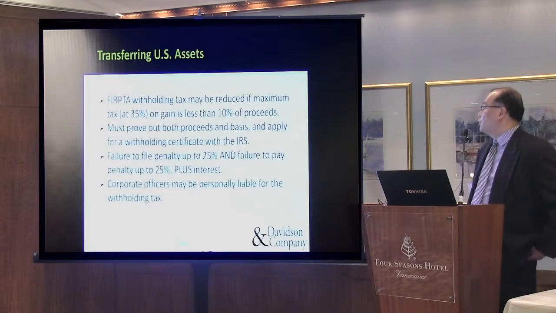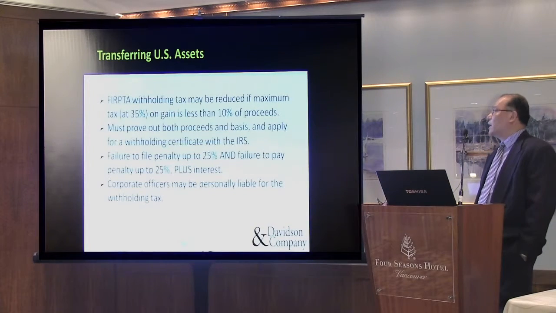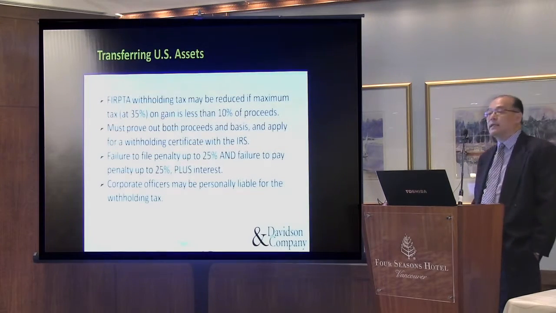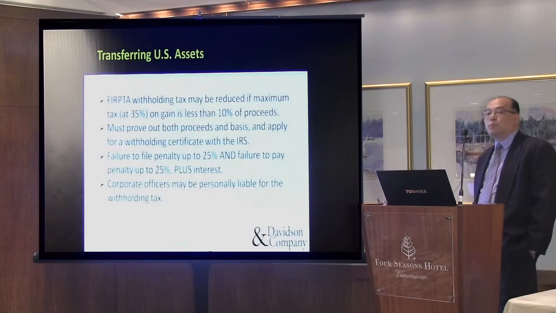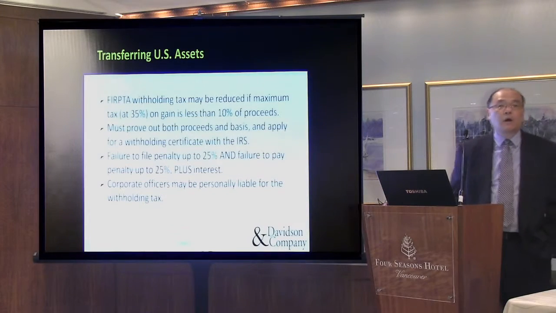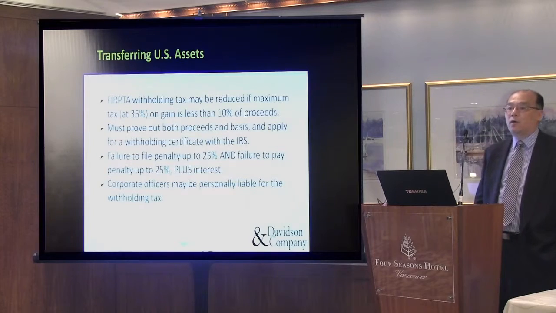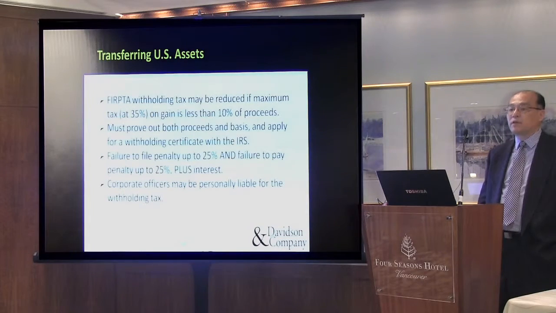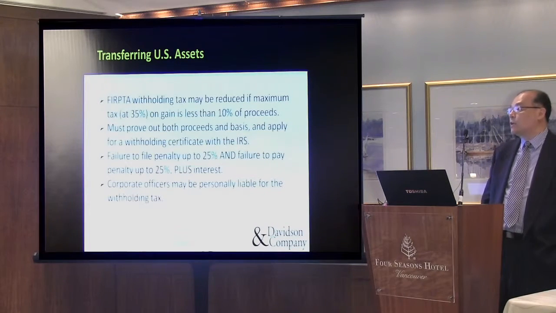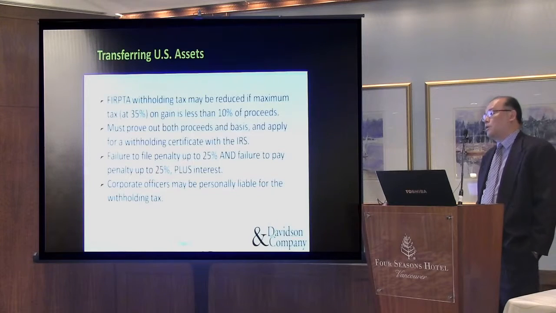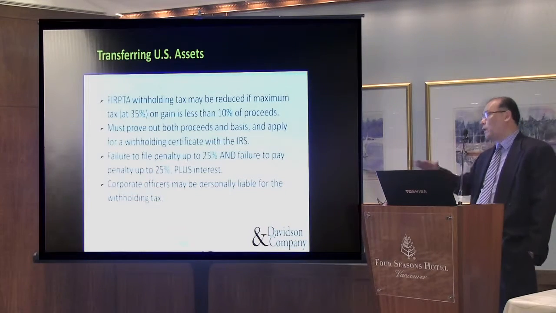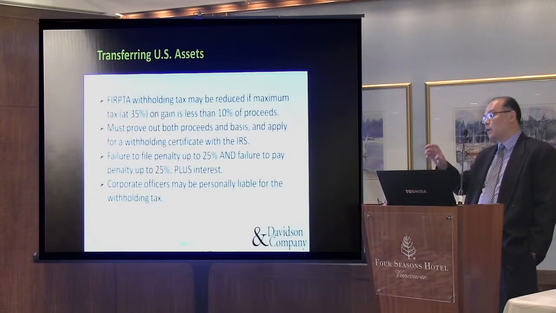The other thing that you could do to get around this withholding tax is that if you're able to prove to the IRS that your ultimate gain on this sale is less than 10% of the gross proceeds, you can then withhold at that lower amount. So say that your gain is only $10,000, but your gross proceeds are $5 million. Then you withhold at that lower amount, 35% of the gain versus 10% of the gross proceeds.